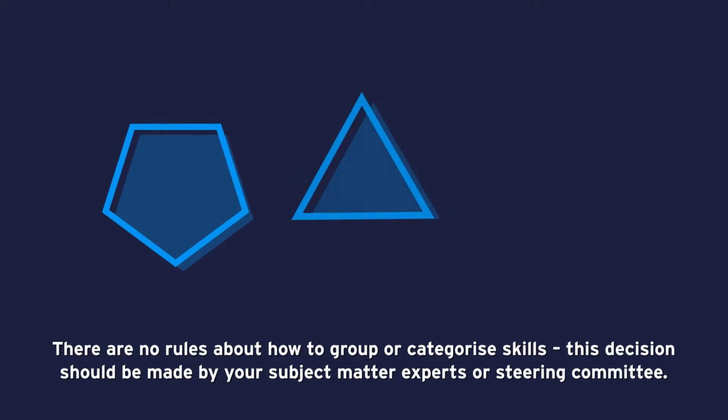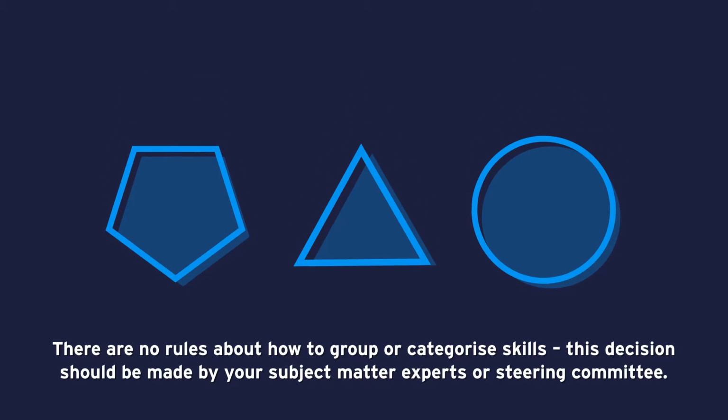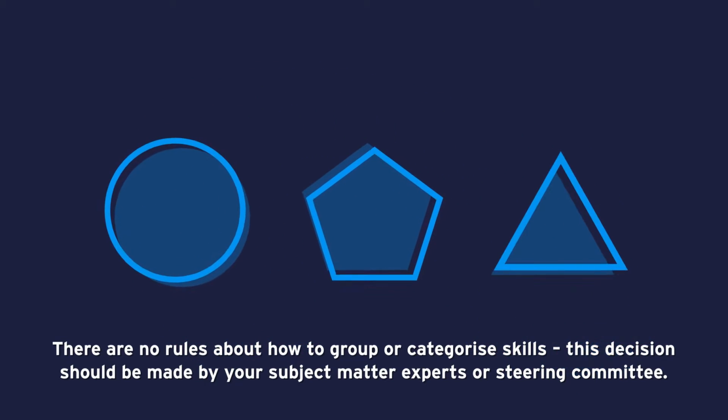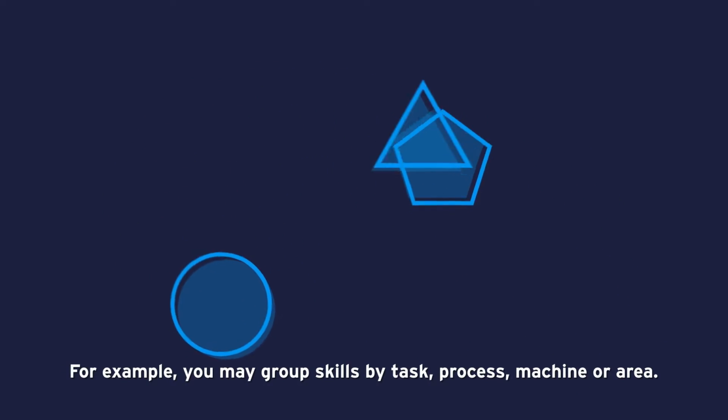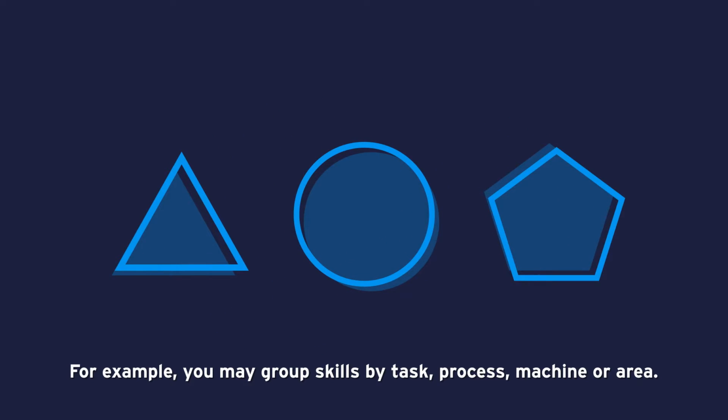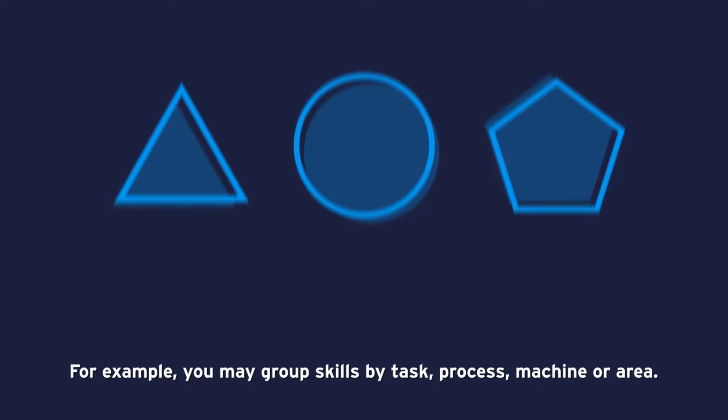There are no rules about how to group or categorise skills. This decision should be made by your subject matter experts or steering committee. For example, you may group skills by task, process, machine, or area.